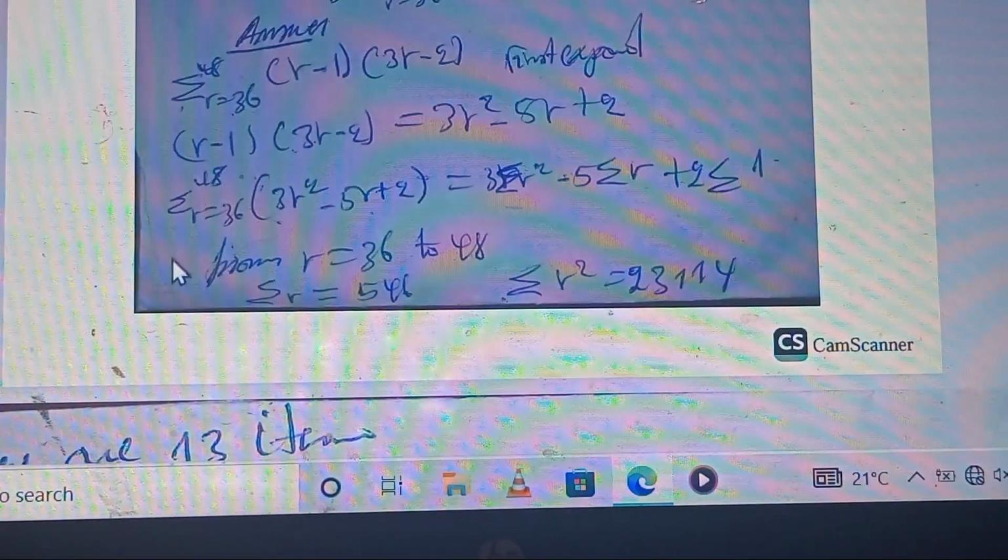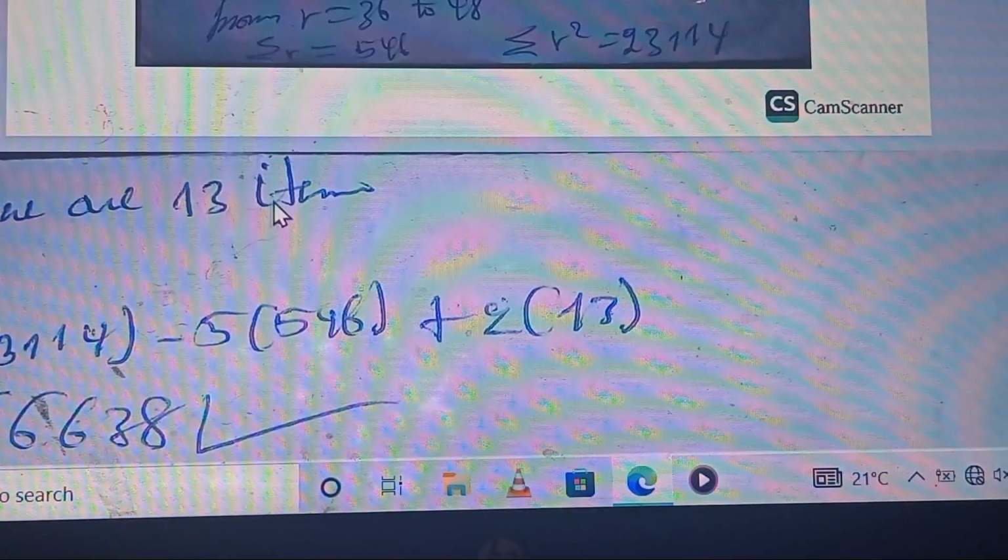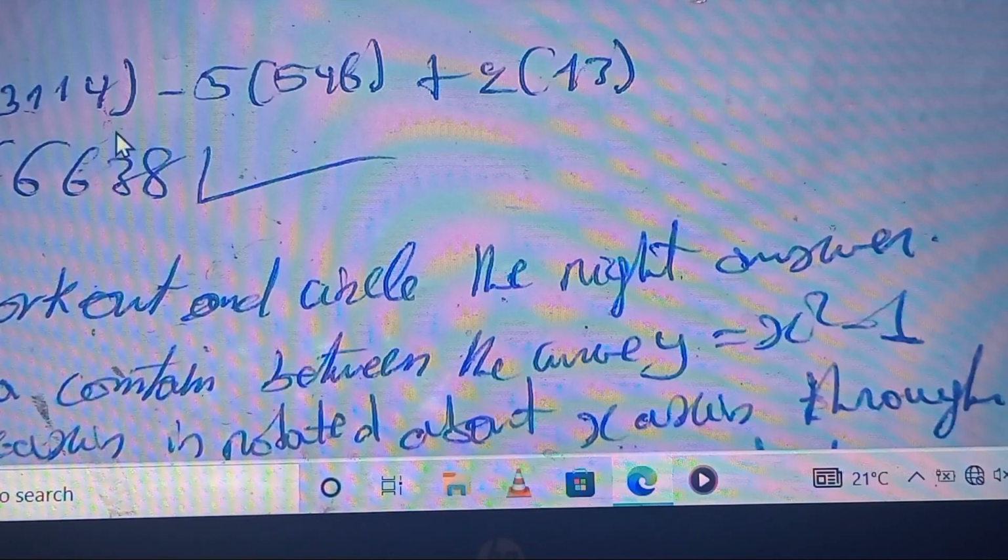Then after that, from that range, you have 36 to 48. It means that here you have a certain number of items between 36 to 48. Then, when you replace that value in that equation, you get the sum of r equal to 546. Then the sum of r squared is equal to that one. Then you replace these in that equation, and you get this answer. Yes.